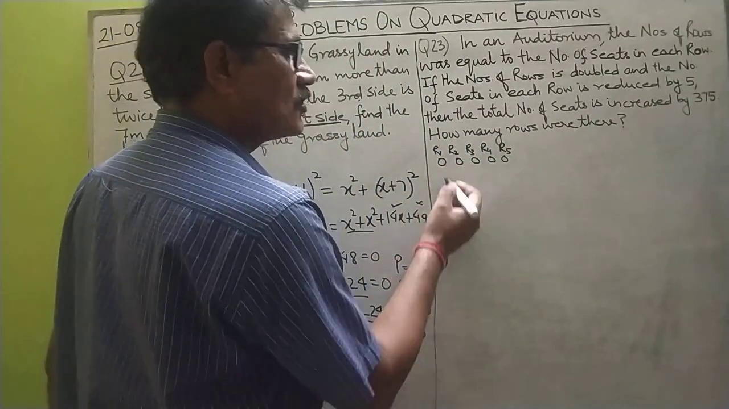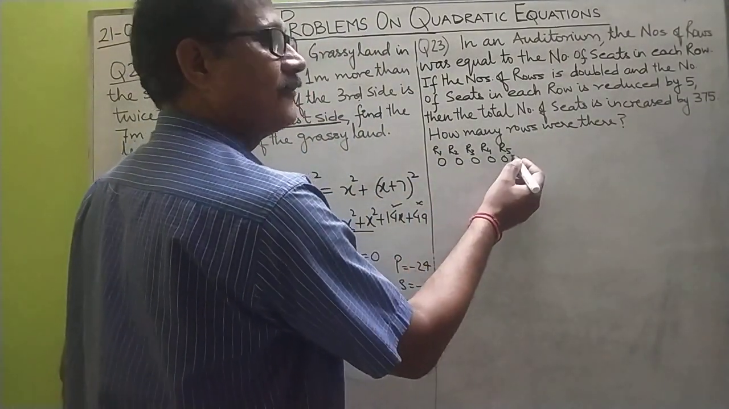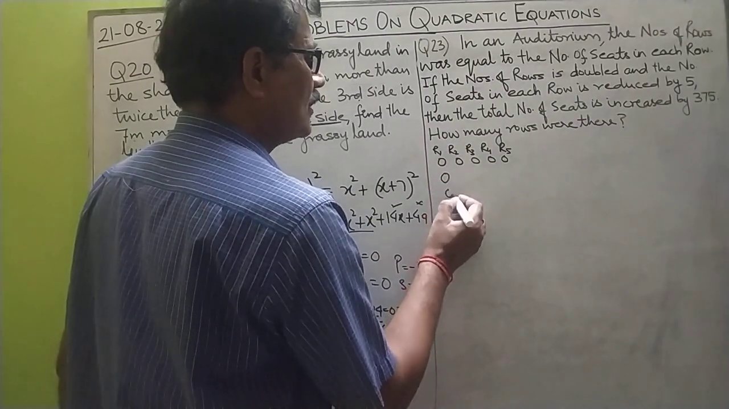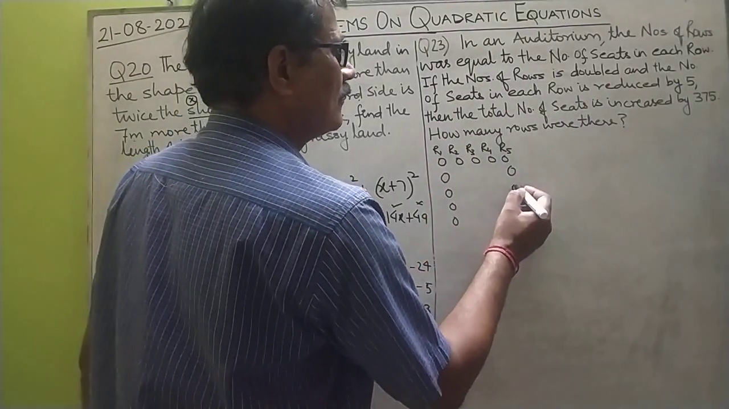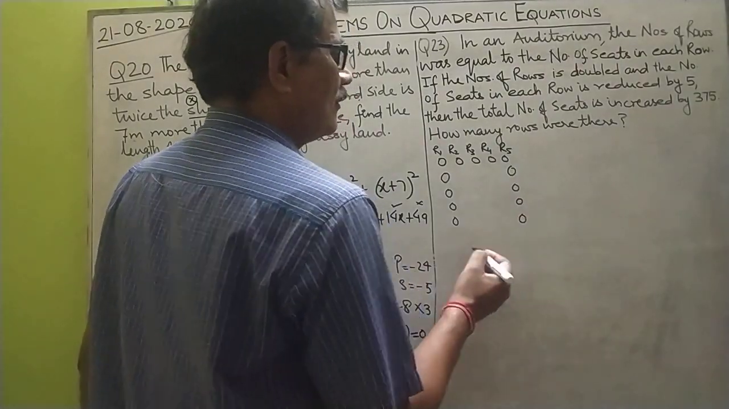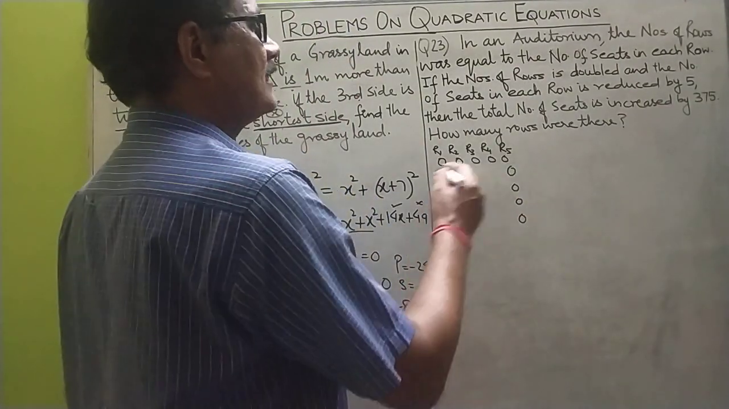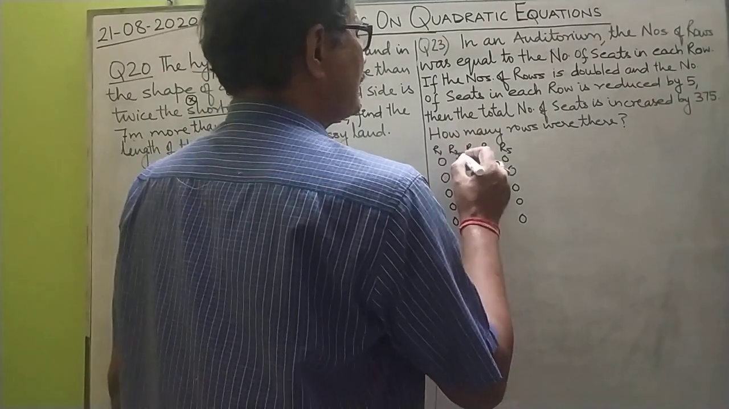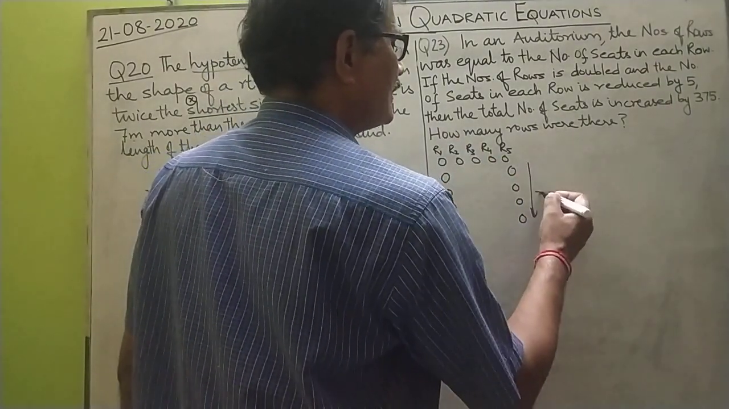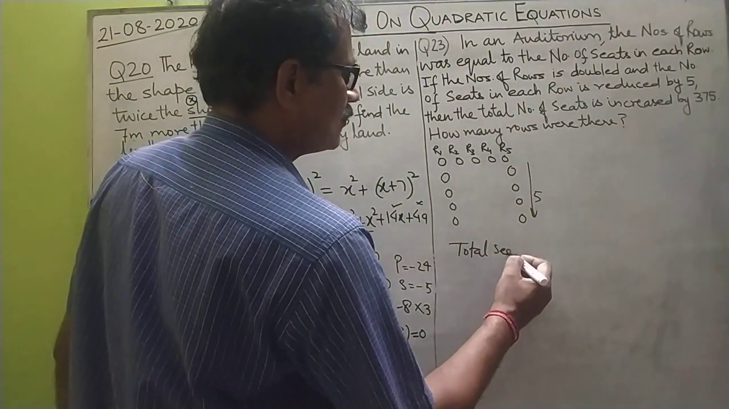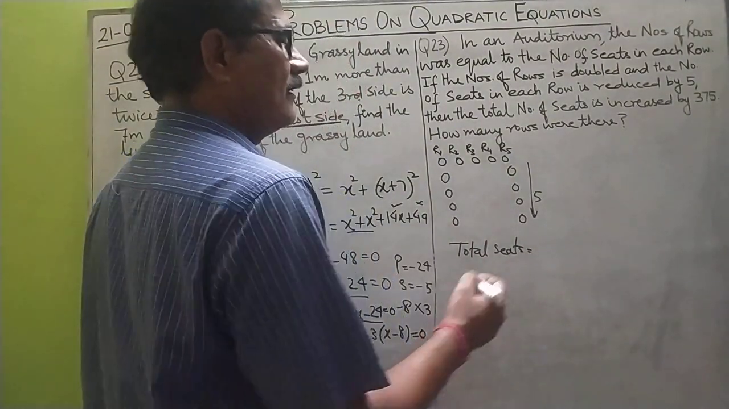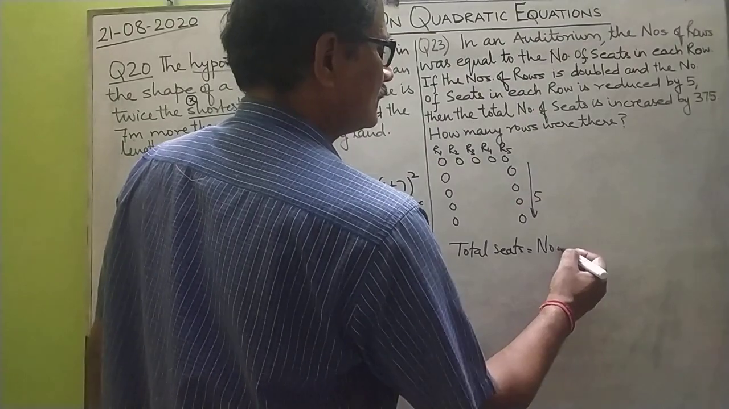So the number of seats in each row should also be what? Equal to the number of rows, 5. So there should be 5: 1, 2, 3, 4, 5. That way it will continue in all. Even the last one also will have 5. Now with this arrangement, you can find the total number of seats. If these are 5 rows and there are 5 seats in each row, the total seats will be given by the number of rows.